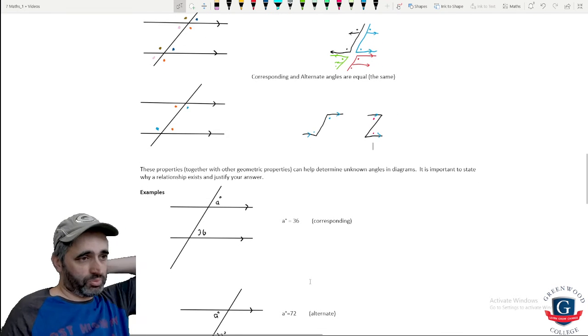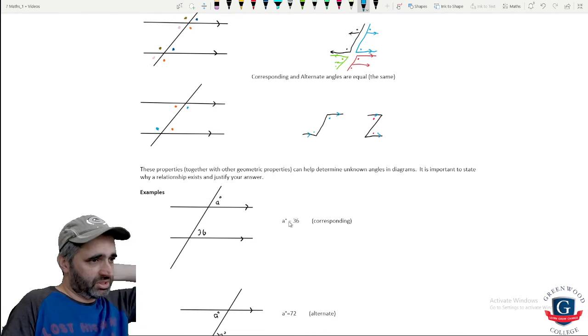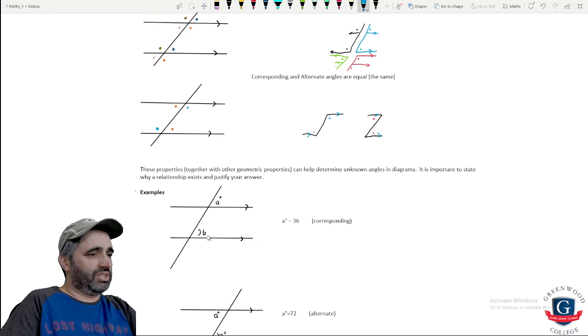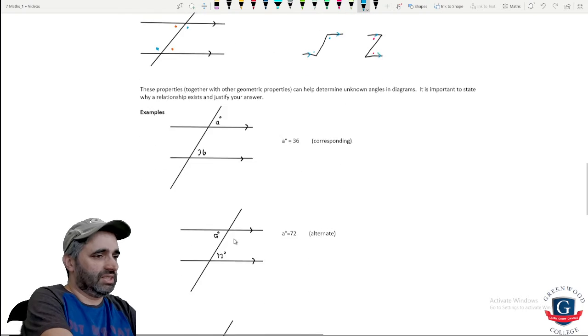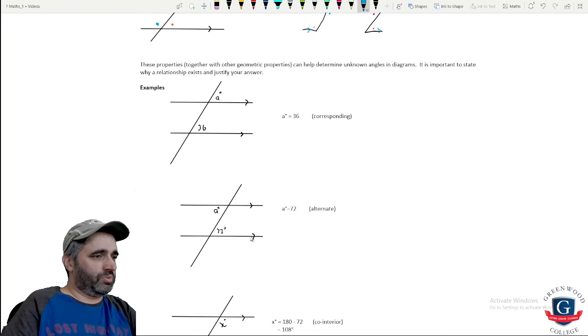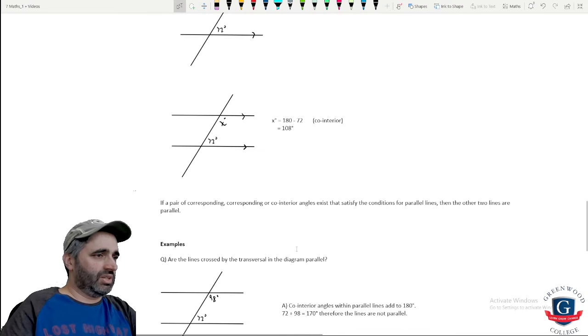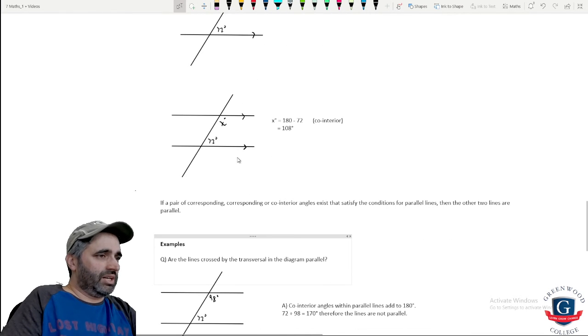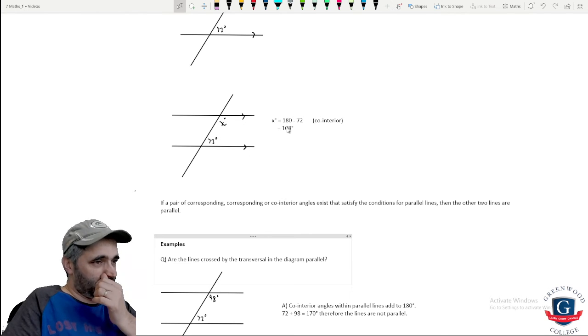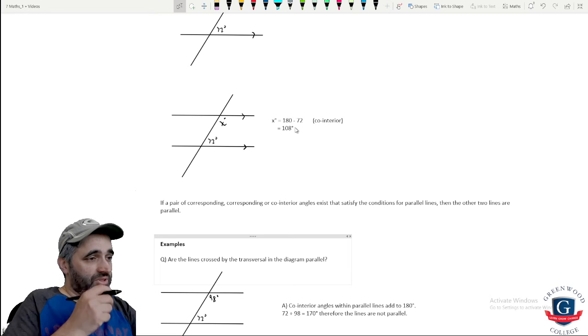Now, we can use those properties to help determine unknown angles. So in this case, A and 36 are corresponding angles, therefore A must be 36 because these are parallel lines. In this case, we have two parallel lines, we have a transversal. These two angles therefore are alternate and they must be equal, therefore A must be 72 degrees. If we look at this one, two parallel lines and a transversal, C shape. These are cointerior angles, therefore 180 take 72. This remaining angle is 108.